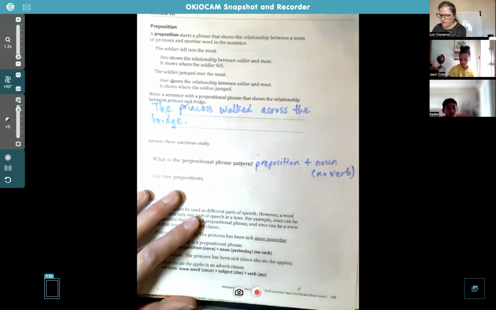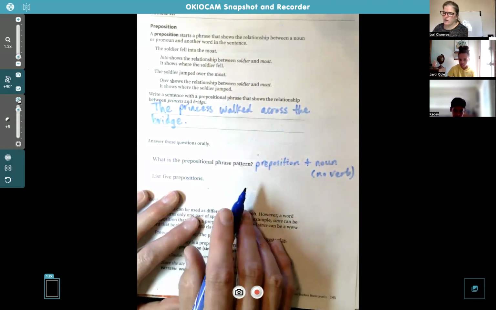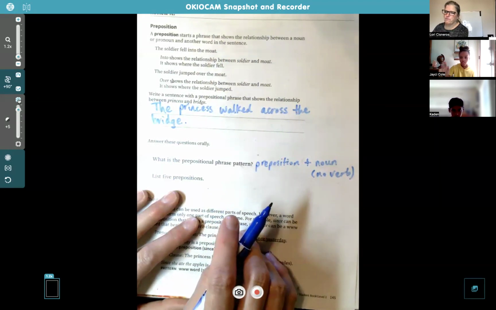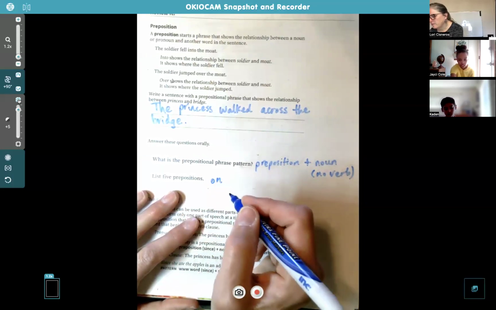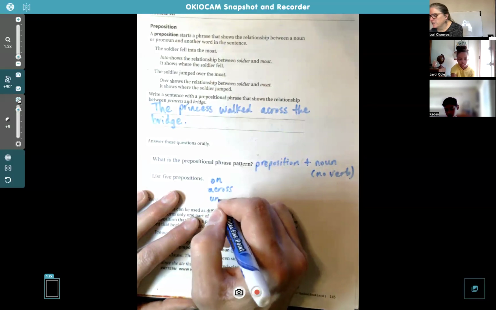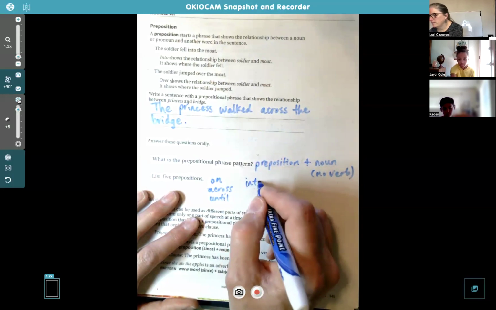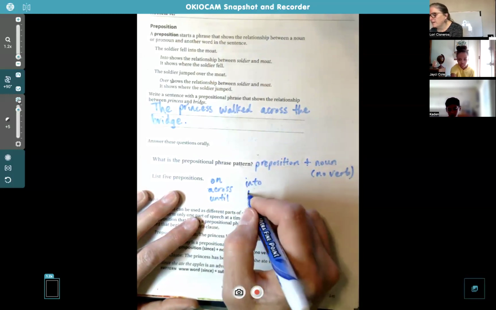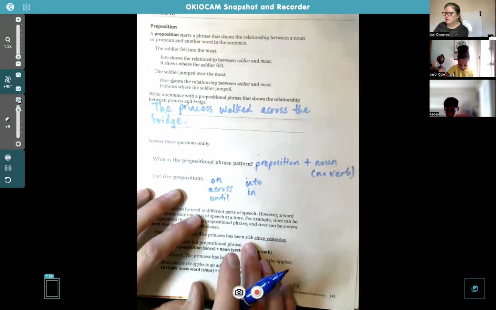And then here, list five prepositions. So you can either look back on page 43 and pick five, or if you remember five, tell me some words we can list here that are prepositions. Do you guys remember some of them? Go ahead, JC. On. Good. Across. Good. Until. Until, that's a good one. Into. Into, good one. In. And in. Nice. Those are good. So you can copy those down, Caden, or if you know, there's a bigger list, so whichever ones you want to write down. Good job, JC.